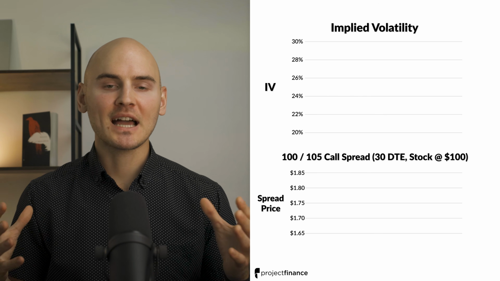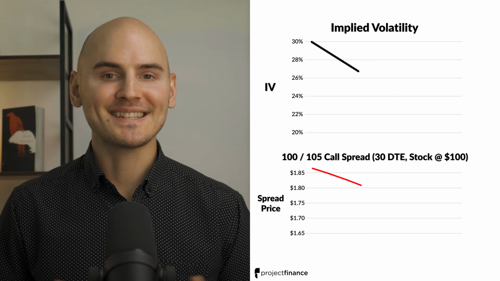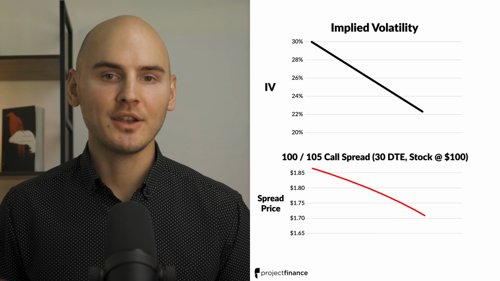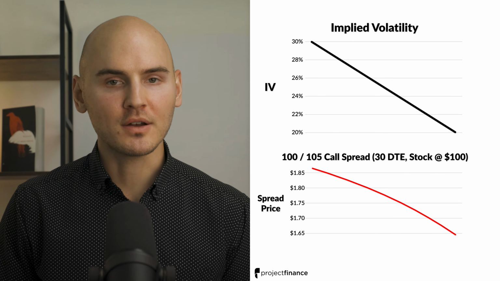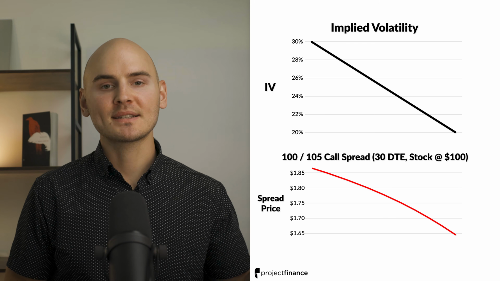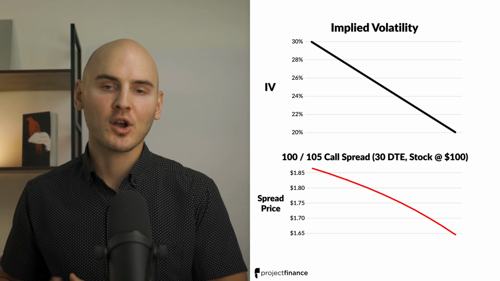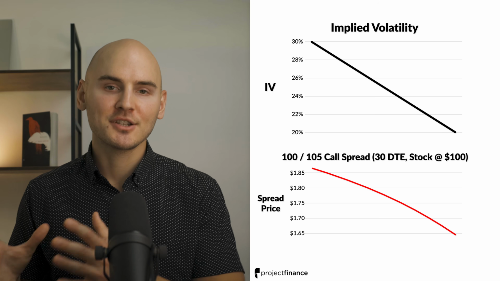Now we're going to look at the spread's value as we take implied volatility from 30% down to 20%. And here's what we get. As we can see, if the stock price is at $100 and I own this 100-105 call spread, as I mentioned earlier, the spread's Vega position will be positive, meaning that it will increase in value if implied volatility increases and decrease in value if implied volatility falls. As we can see in this graph here, when the stock price is at $100, the value of the 100-105 call spread decreases as implied volatility falls from 30% to 20%.